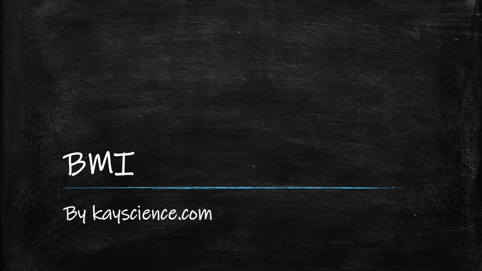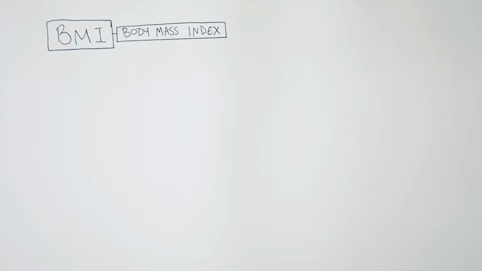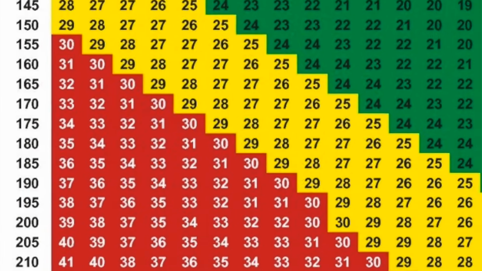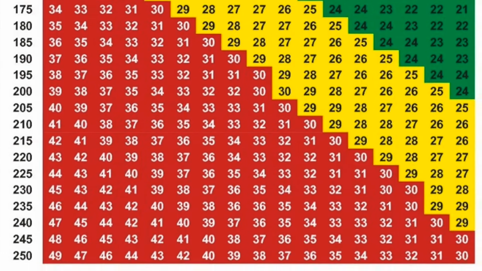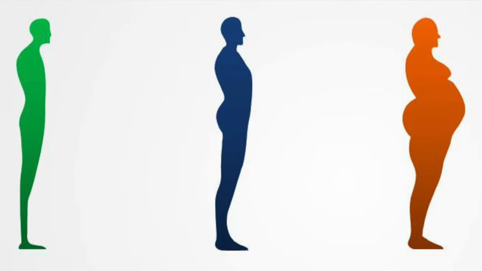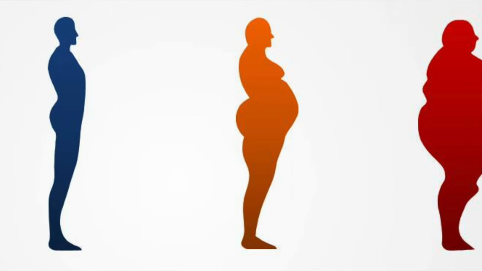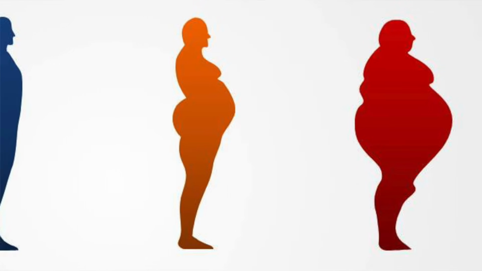Calculating BMI by KayScience.com. BMI is a very good indicator of somebody's health. It indicates their health by using their mass and their height to see if they fall within a normal range of what someone should weigh for that particular height. So you can be underweight, normal weight, overweight, obese, or morbidly obese.